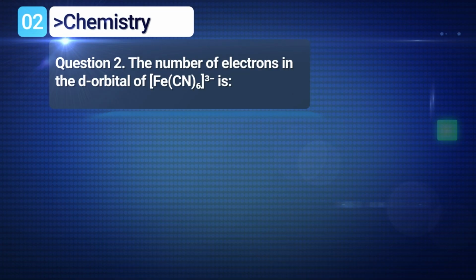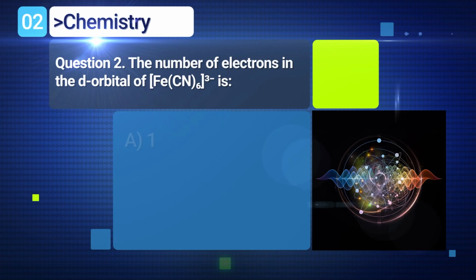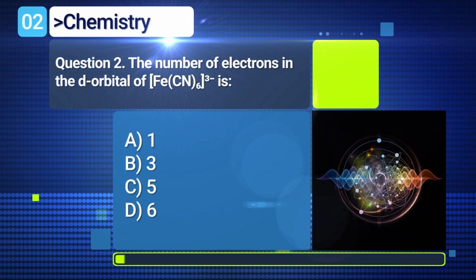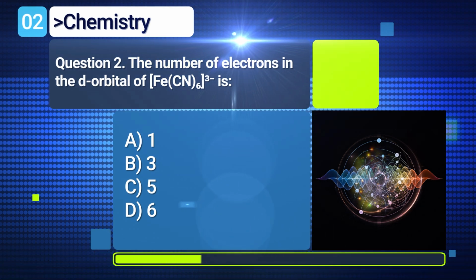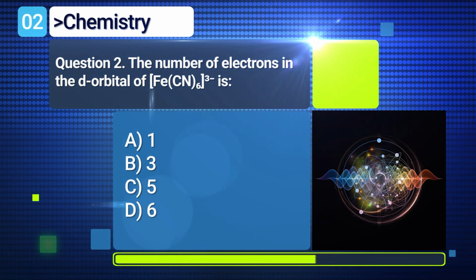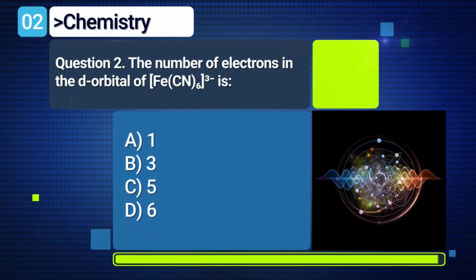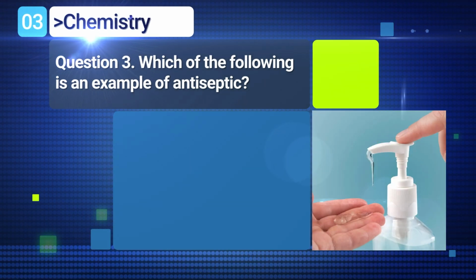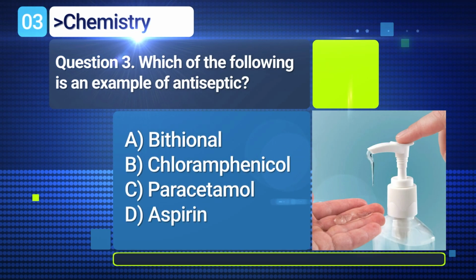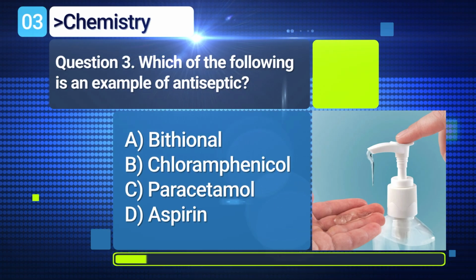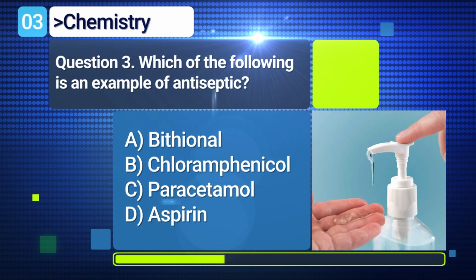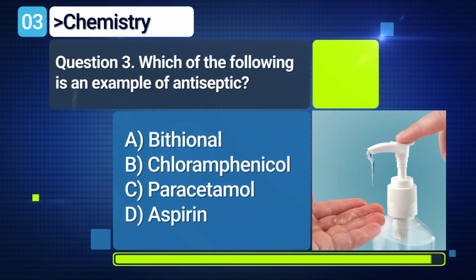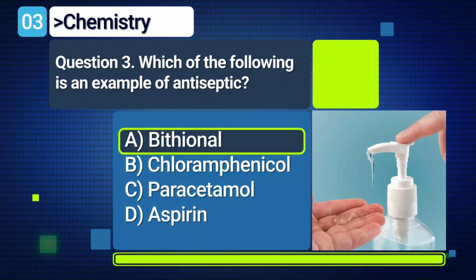Question 2. The number of electrons in the d orbital of [Fe(CN)6]3- is A. 1, B. 3, C. 5, D. 6. Answer: A. 1. Question 3. Which of the following is an example of antiseptic? A. Bithionol. B. Chloramphenicol. C. Paracetamol. D. Aspirin. Answer: A.